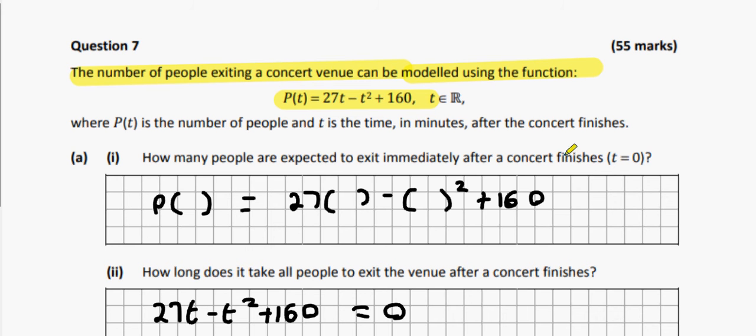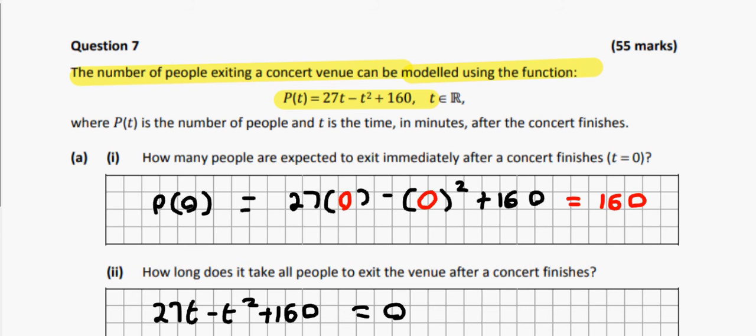Well, that's handy, because what we know is that we just put in 0, and it tells us that 160 people are exiting. When you start the clock, 160 people are currently leaving. All right? 160 people have left. Now, how long does it take all people to exit the venue after the concert finishes?